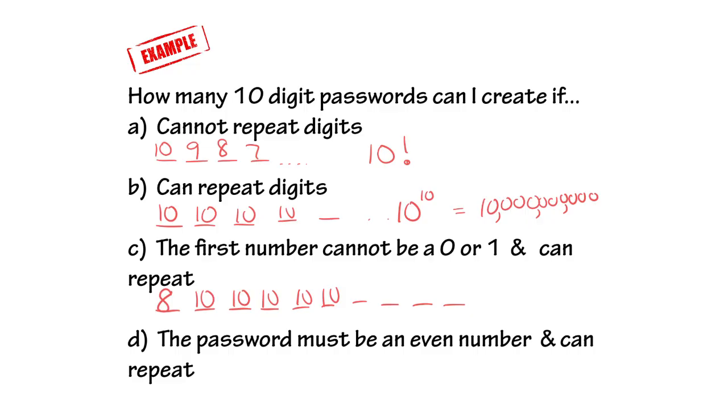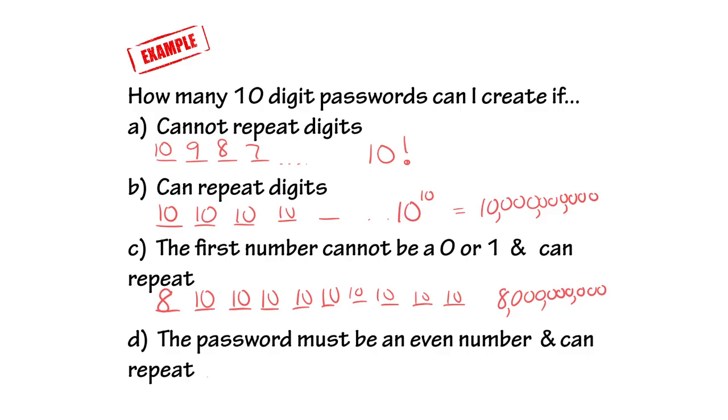All right, so that's going to end up with 9 tens there instead of 10 tens. So that's going to be an 8 with 9 zeros. All right, so then you're at 8 billion different passwords I could create. Now, what if we say the password must be an even number and I can repeat?